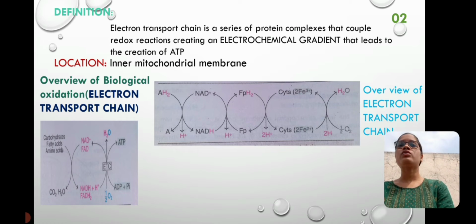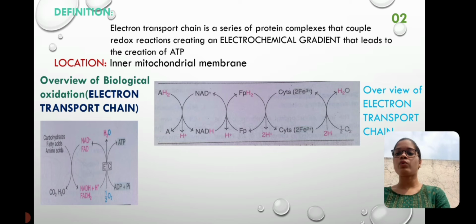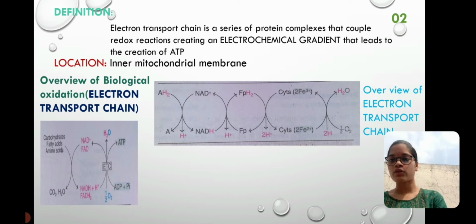Now, where do the electron transport chain and oxidative phosphorylation take place? The location is the inner mitochondrial membrane. Both the electron transport chain and oxidative phosphorylation take place at the inner mitochondrial membrane. We'll briefly discuss what is electron transport chain, starting with biological oxidation.